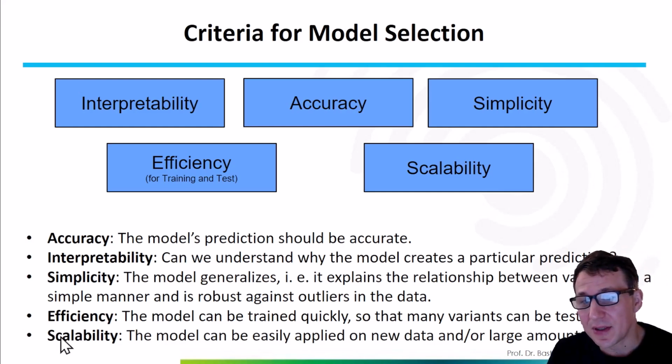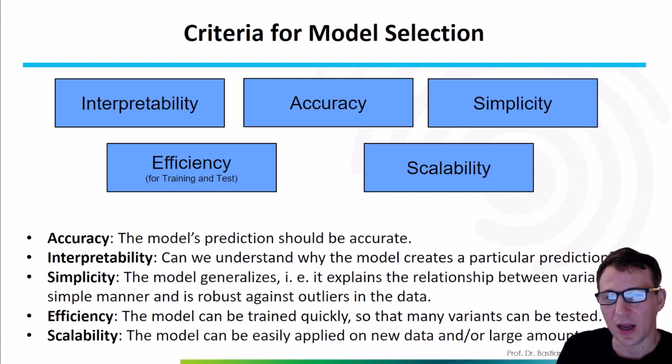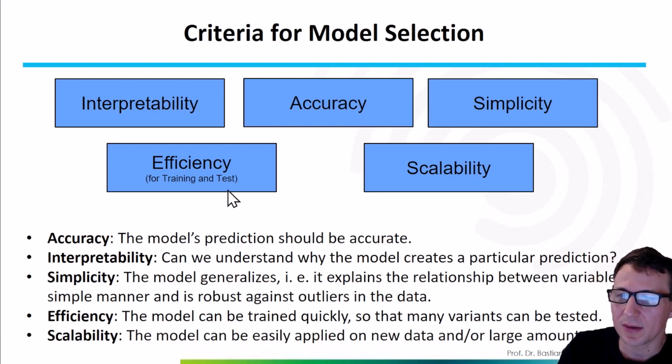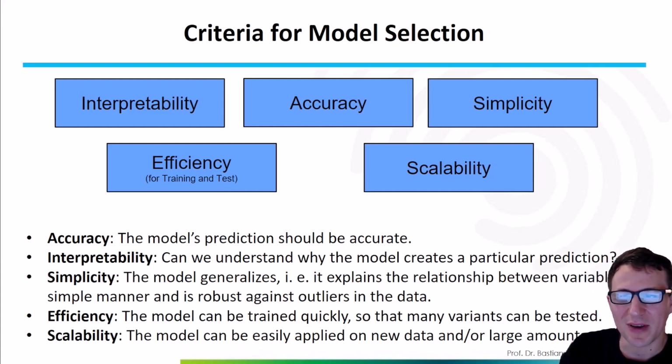Simplicity, efficiency, and scalability might also play a key role in your application. Maybe you have a very large data set that you need to scale out over several machines. Maybe you have very limited compute resources where you want to apply your model. And usually simple models are preferred over more complex models. It reduces the amount of headache that you have building and using the model.